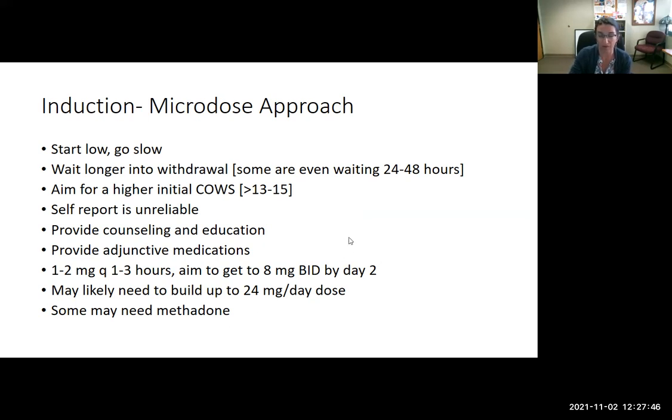So these transitions can be hard, and if it seems like it would be safer to get them over to methadone, if it's not working to transition them to buprenorphine, then just remembering that as an option.